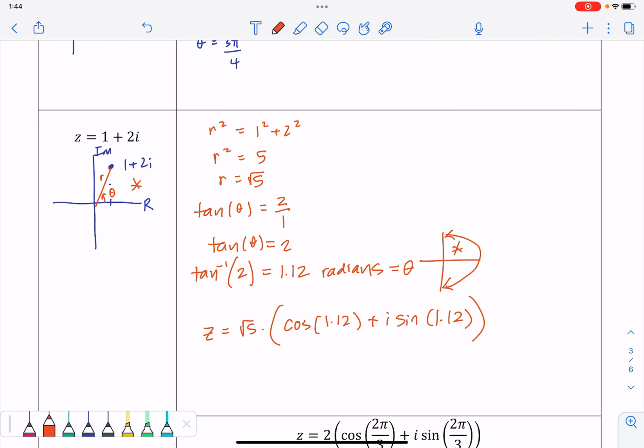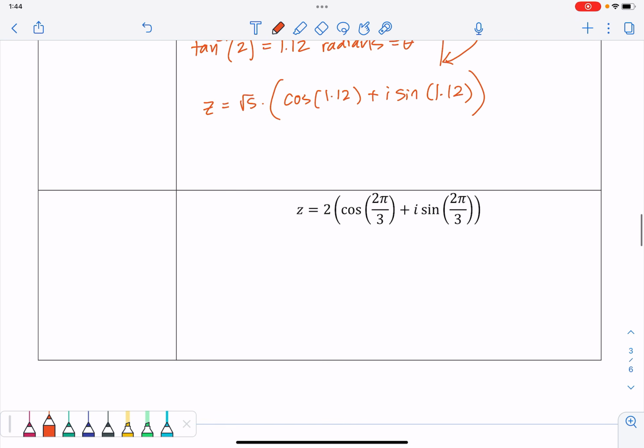Okay. Last one. This is a little easier because now we're just going in this direction. In order to go from the trigonometric form to the rectangular form, it's literally just as easy as evaluating it. So I'll put that work over here. We have a little more room.